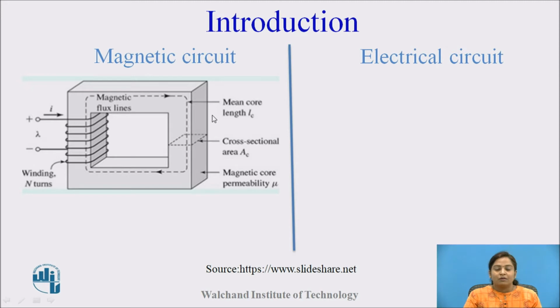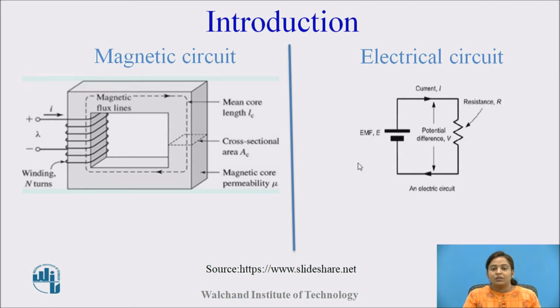Coming to the electric circuit, here it consists of one or two energy sources. These energy sources may be AC, may be DC. Here a number of electric devices are there. There may be resistor, there may be capacitor, there may be inductor. And these devices are connected to the energy source through the current carrying conductor. So this is the electric circuit. When this connection is there, the current flows through these devices.